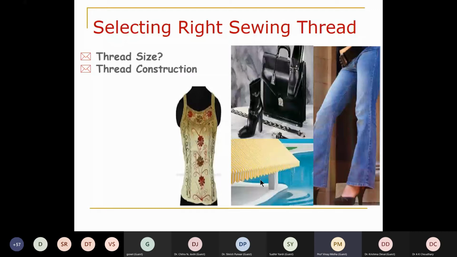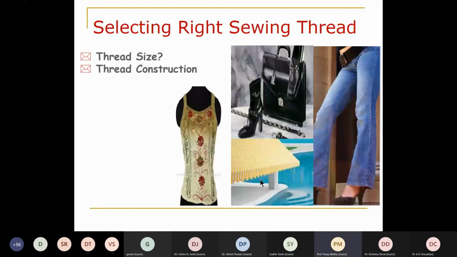And according to that particular fabric, the weight of the fabric or the construction of the fabric, whether it is a tightly woven fabric or what type of yarns are there in the fabric, based on that we decide the thread size. And size should be selected on the basis of this, and then we select the needle.